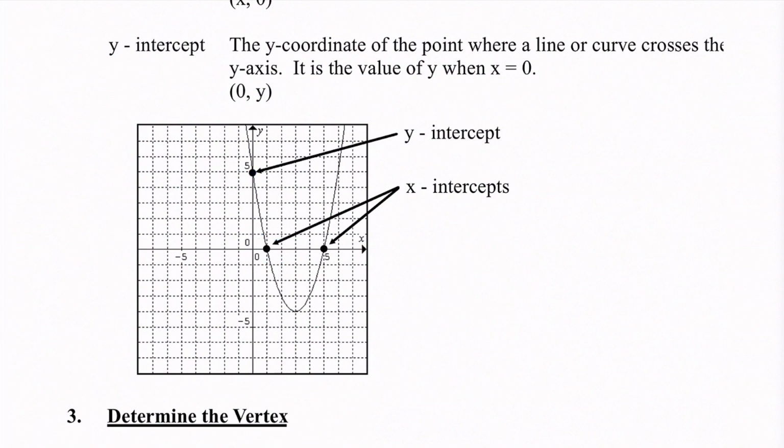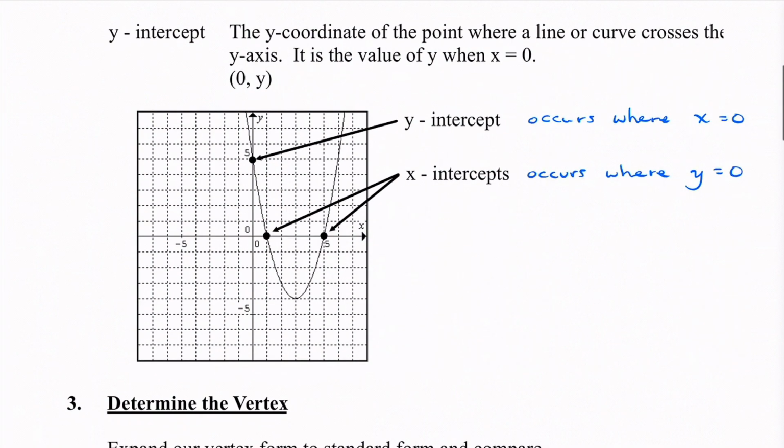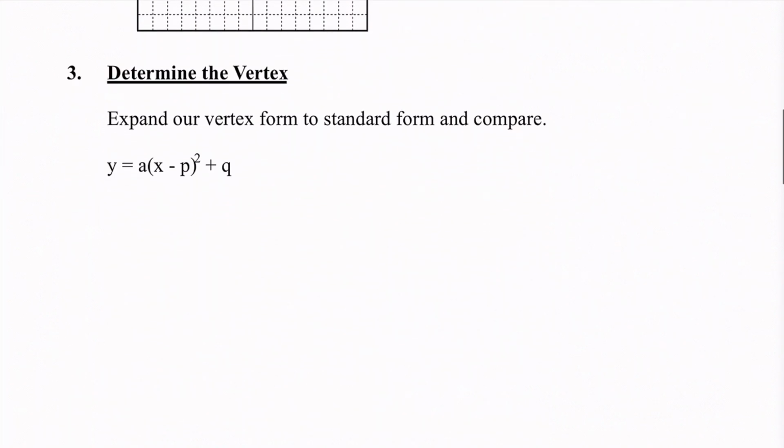Okay, so the y-intercept occurs where x equals 0, and then x-intercepts occur where y equals 0. So we'll have to use that in order to find an x-intercept or a y-intercept. Now the next thing we're going to look at is determining the vertex.